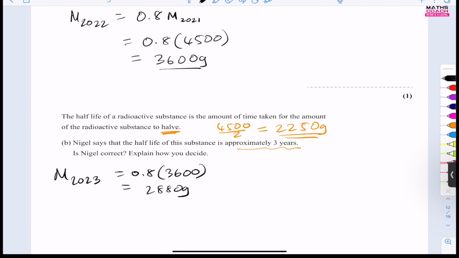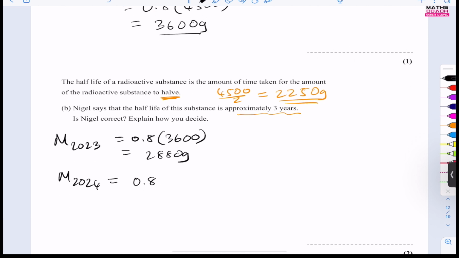So let's do 2024. So that's going to be 0.8 times 2023 now, so 2,880, and that gives us 2,304 grams. So we're almost there, but it's not quite there yet, but it's very, very close.